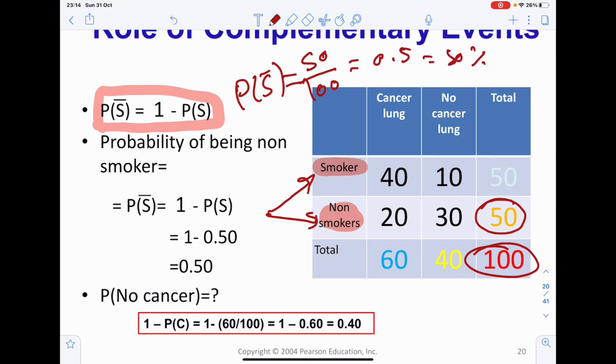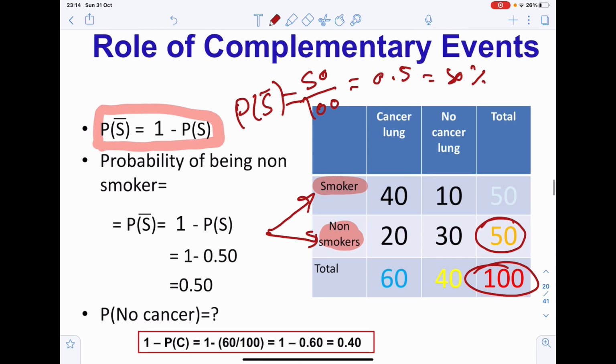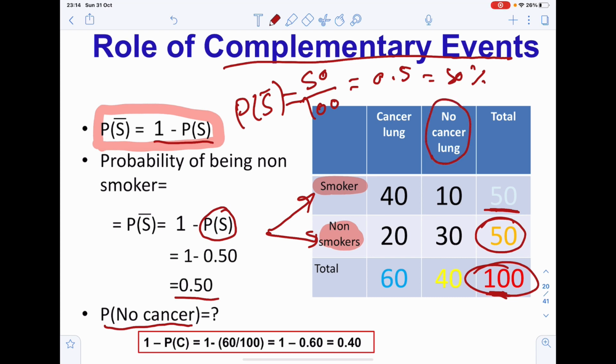This is one way. Now, how to use the formula that we just learned about complementary events. The probability of a non-smoker is 1 minus the probability of a smoker. Okay, this is another way. So all we have to do is find the probability of a smoker. This is the number of smokers, which is 50, over 100 again, so 1 minus 50 over 100, which equals 0.5. The same thing for no cancer: we can directly get no cancer, which is 40 over 100, which is 0.4.